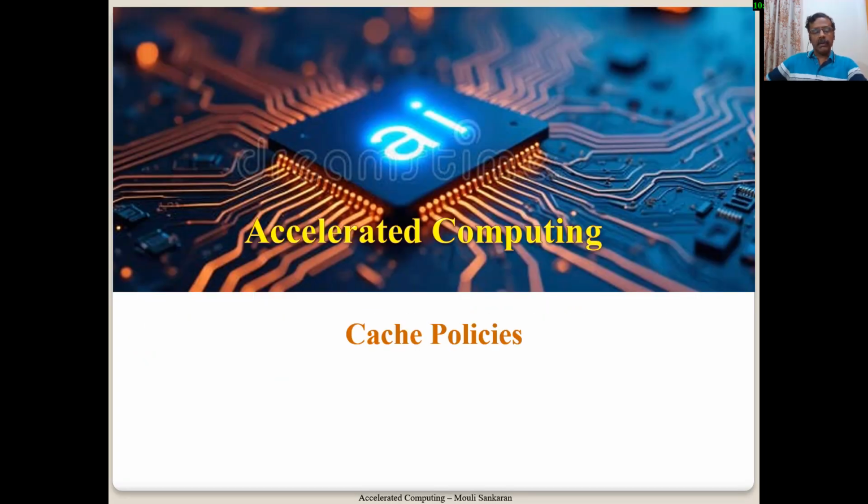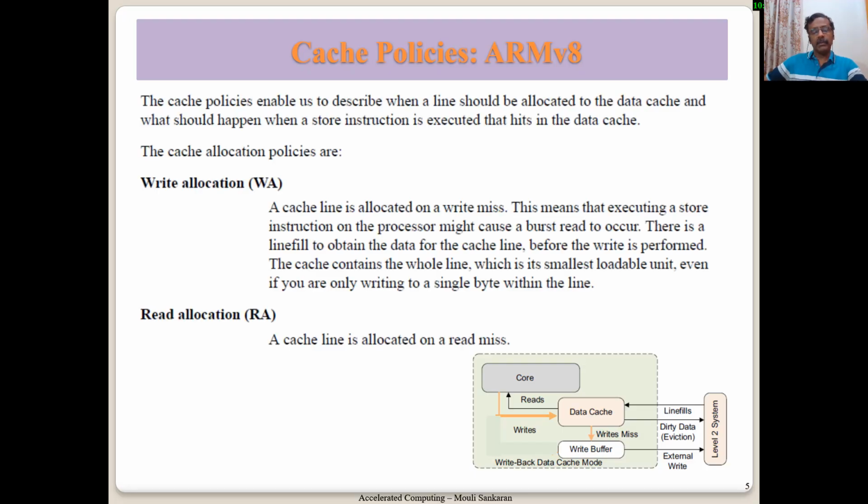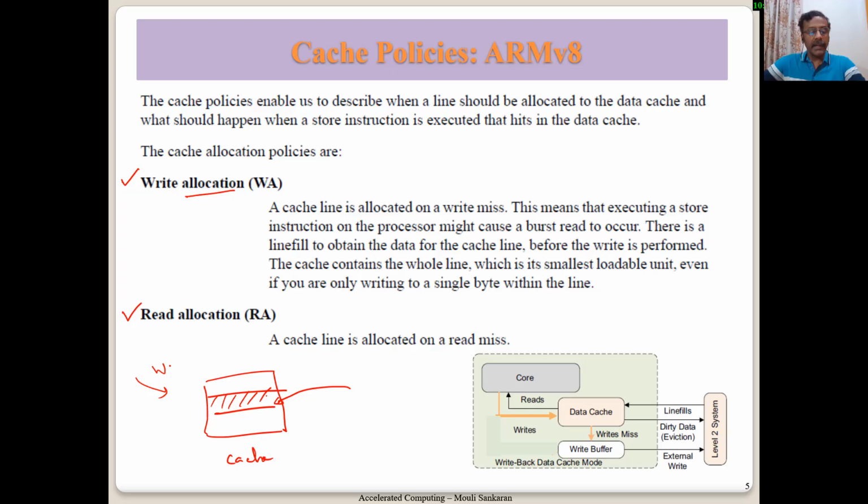So what are cache policies specifically for writing into the cache? Normally writing into a cache is more complex than reading from a cache. There are two wide decisions to be taken by the hardware designer, whether they are going to follow write allocation or read allocation. What we mean by allocating a block in a cache is allocation. Do you want to allocate a block or a line into a cache while the processor does a write operation or a read operation?